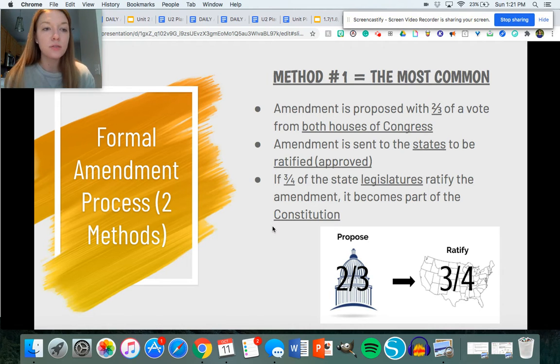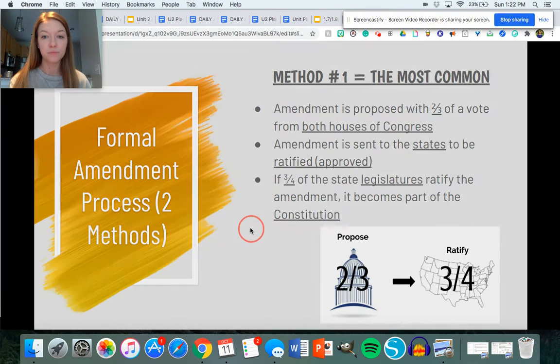So you're going to start to see a pattern here when we talk about these formal amendment process methods. It's always going to be 2/3 to propose, 3/4 to ratify. Okay, so again, method one: 2/3 of Congress has to propose, 3/4 of the state legislatures to ratify.